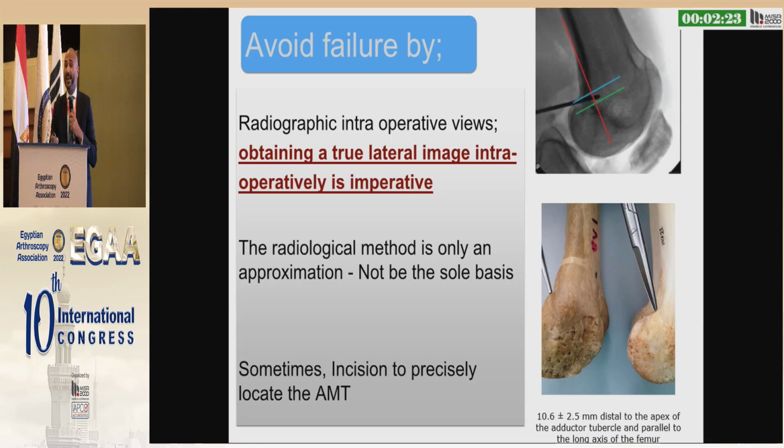Avoid failure by obtaining a true lateral radiograph during the surgery and knowing your anatomy, and even if you need to do an incision, and follow the landmarks in order to precisely locate, and don't only depend on your radiograph or intraoperative imaging.